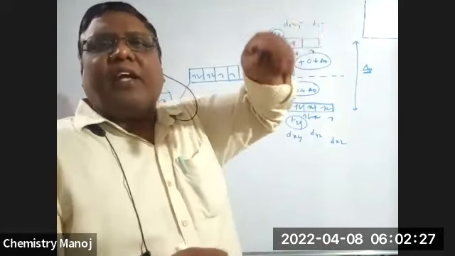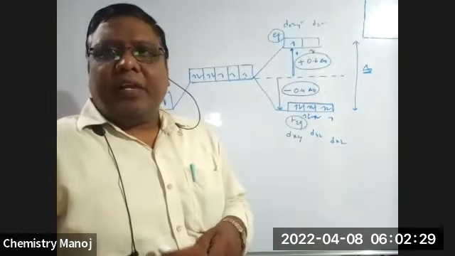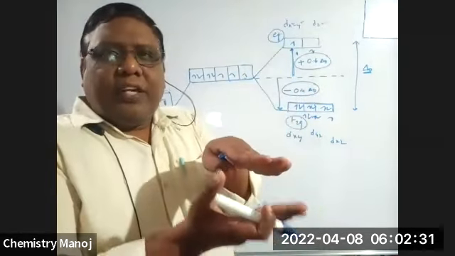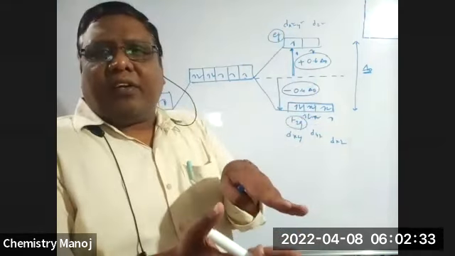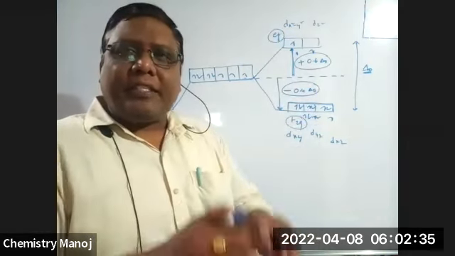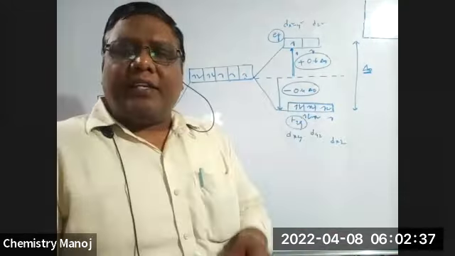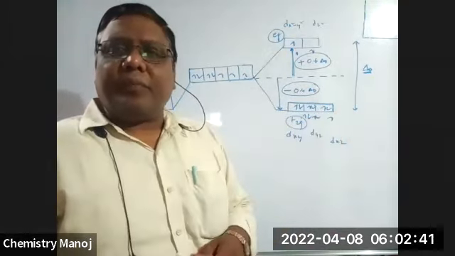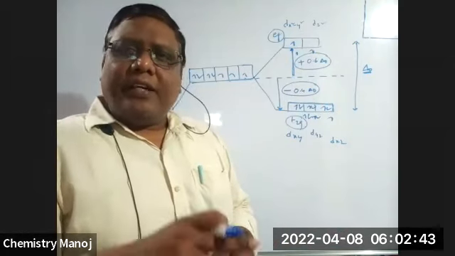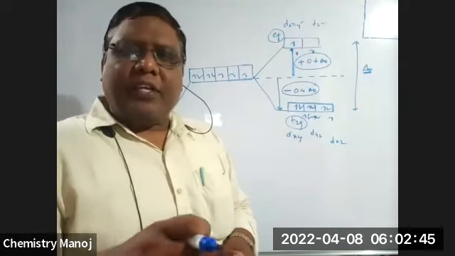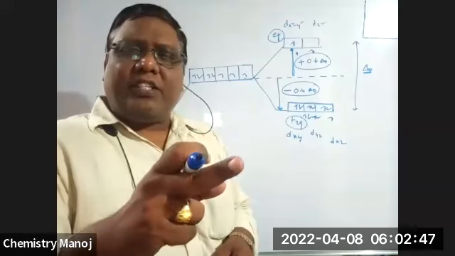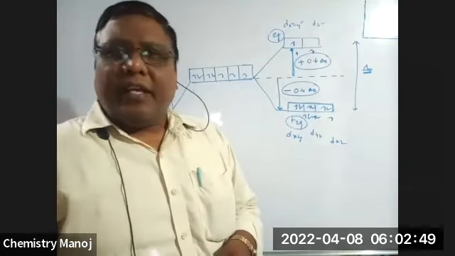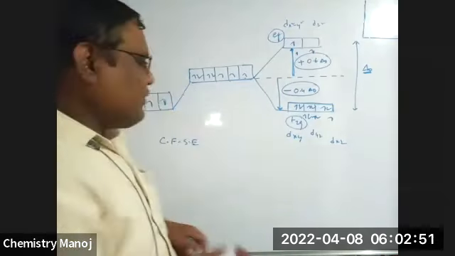If the difference is high, T2G is filled first and EG next. If the difference is low, T2G and EG are filled with 1 electron each and then pairing takes place. It is completely dependent on the strength of the ligand. With strong ligands, T2G is filled first and then EG. With weak ligands, T2G and EG are filled with 1 electron each, and then pairing takes place.